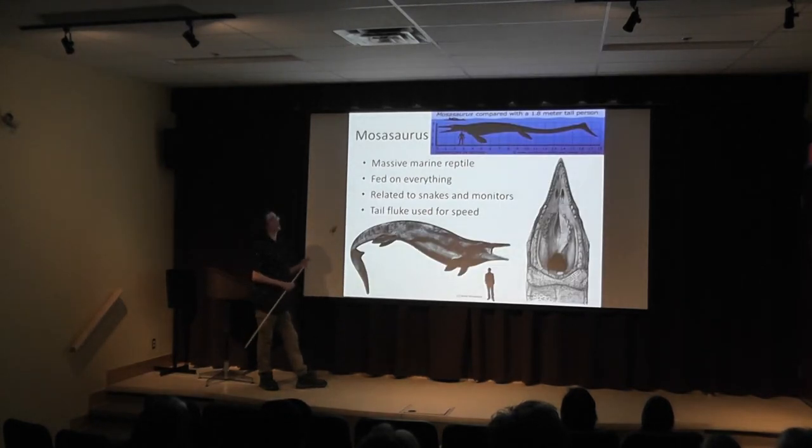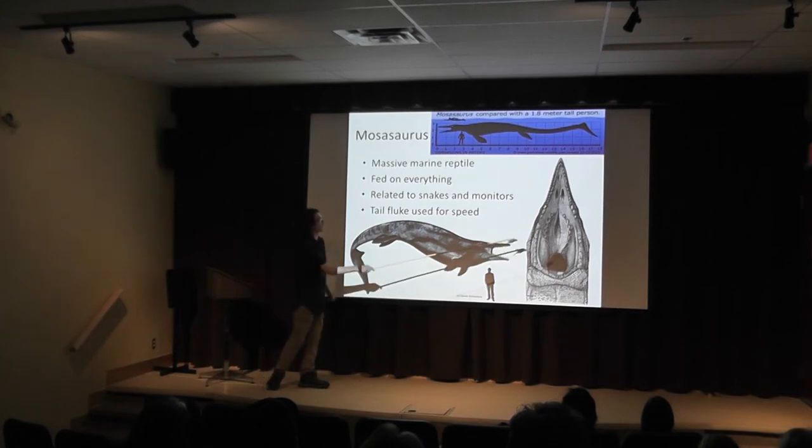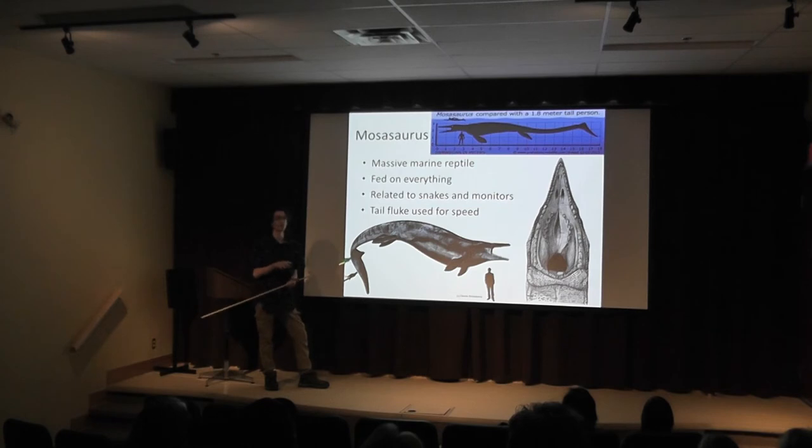Now, a really interesting creature that lived during that time was the mosasaurus. This massive marine predator fed on every creature during that age, ranging from ammonites and fish to even other marine reptiles. They were related to snakes and monitor lizards, as they had a second row of teeth on their top jaw, which they used to hold on to struggling prey. And these huge marine reptiles had tail flukes similar to sharks, which they used to speed through the water and chase down the prey.